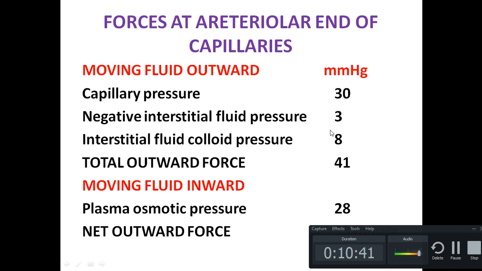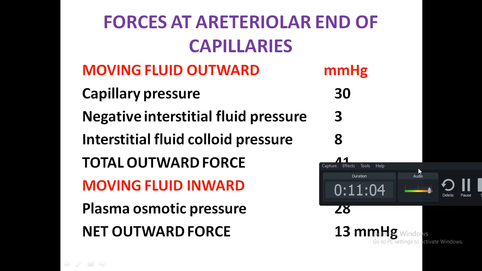So the net forces that are trying to move fluid out of the capillaries into the interstitial space are 41 millimeter of mercury, whereas the force that is moving the fluid inward is only the plasma colloid osmotic pressure, which is about 28 millimeter of mercury. So the net outward force at the arteriolar end of the capillaries is 13 millimeter of mercury. That means this is the pressure that is trying to move the fluid out of the capillaries into the interstitial space.